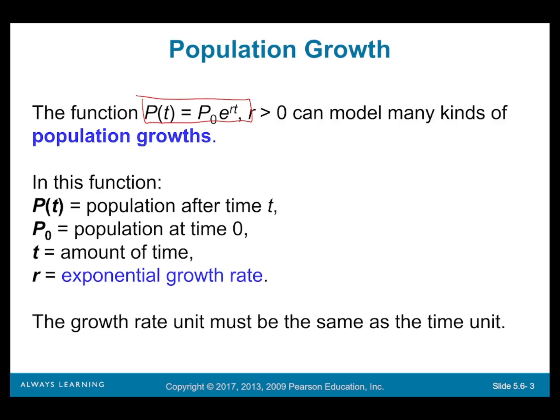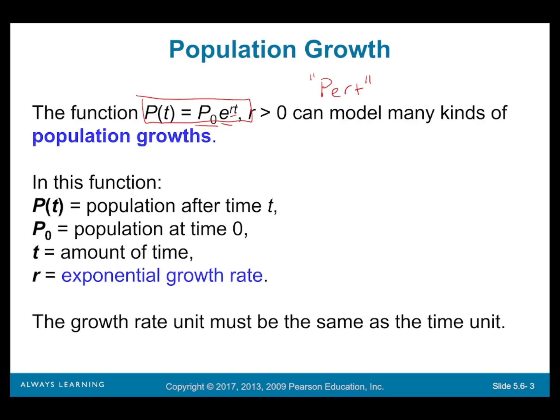I think of this as the PERT equation. That's usually how I remember it, since it goes P0 e to the RT. I can always just refer to it as our PERT equation. Kind of helps you remember it. So in this equation, it always describes population growth.